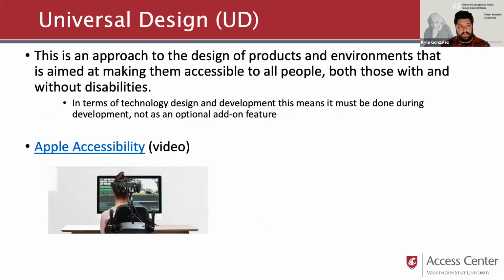Now, to go a step further beyond that would be universal design. And this is an approach to design products and environments to make them accessible to all people, both those with and without disabilities. So in terms of technology, that means design and development. The universal design of it must be done during design and development and not simply as an add-on feature.